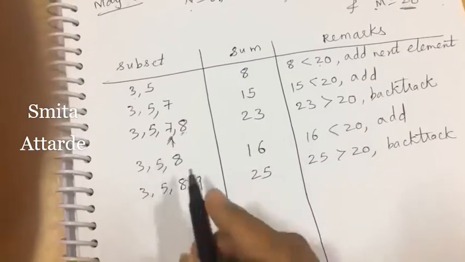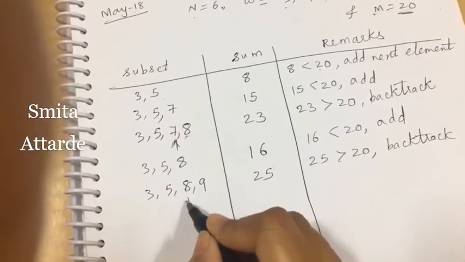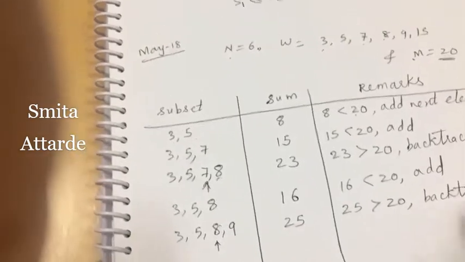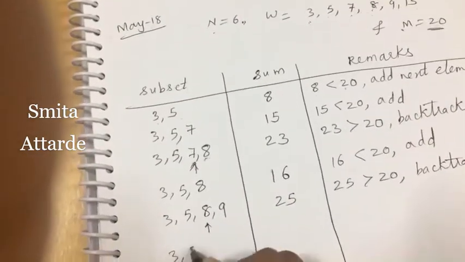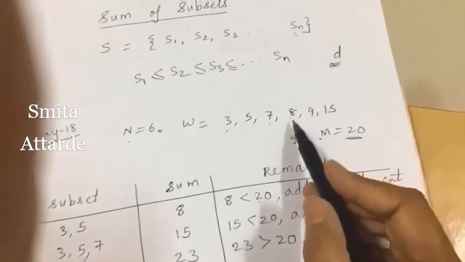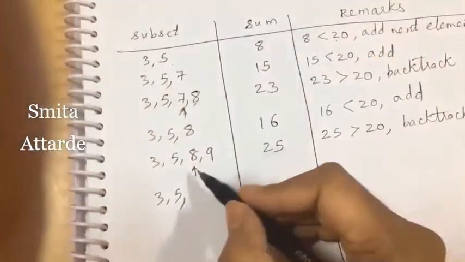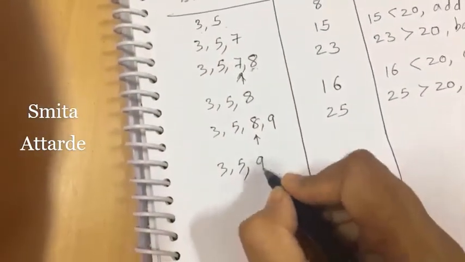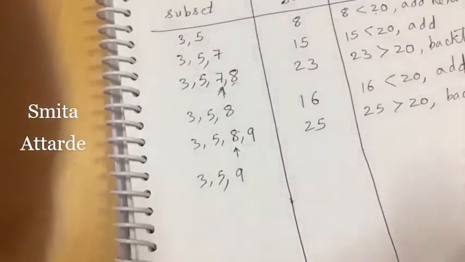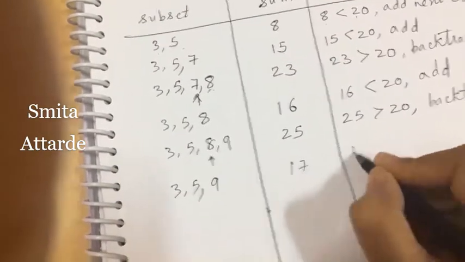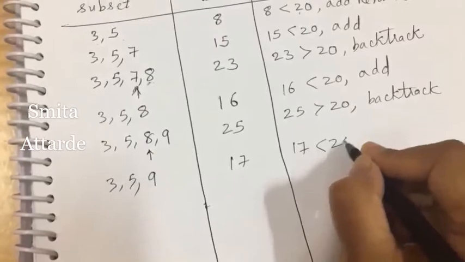Now backtrack means which choice is wrong? This choice is wrong. It is not giving me any solution. So I'll keep 3, 5 as it is. And instead of 8 now, what is the element after 8? We have taken 9. After 8 is 9. So instead of 8, I'll write here 9. So this will give me 17. So 17 is less than 20.